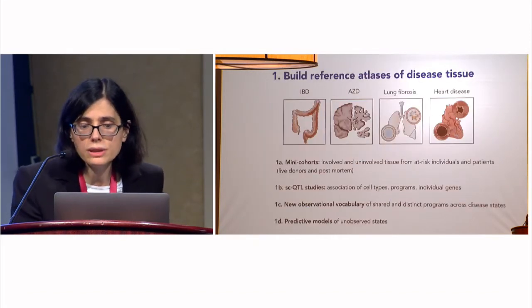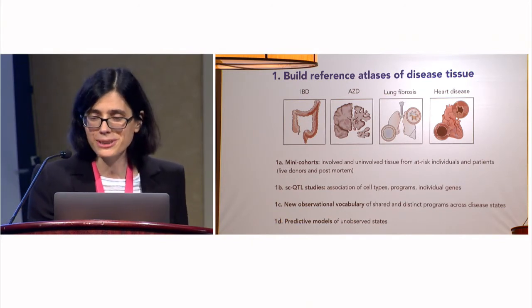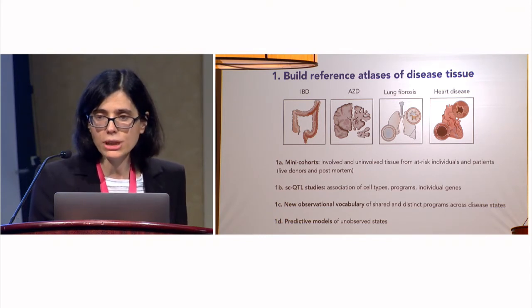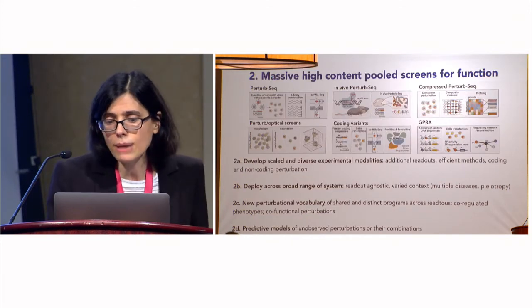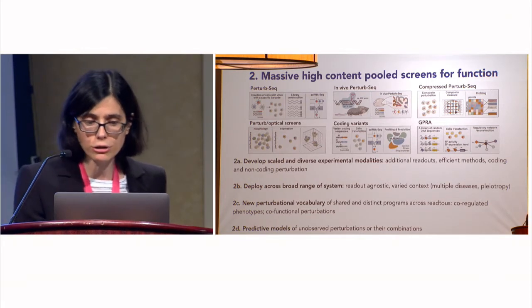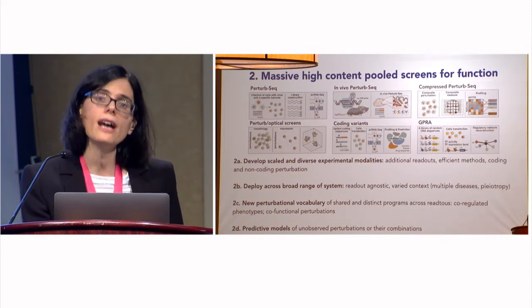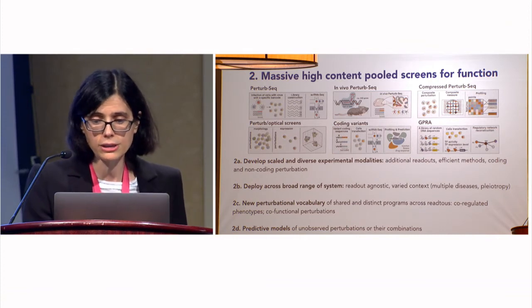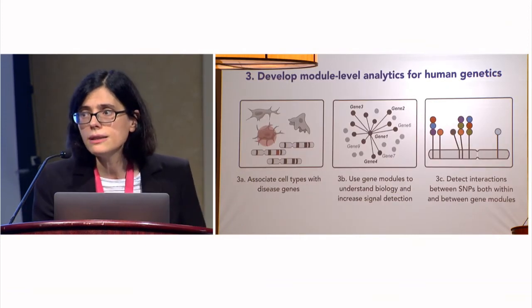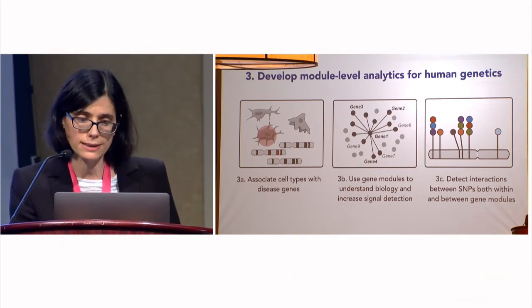In terms of the key opportunities, I think there are 3 I want to highlight. The first is the building of a reference atlas for disease tissue. Everything from building mini cohorts to single-cell QTL studies, building a new observational vocabulary of programs, and then predictive models. The second is these massive high-content pooled screens for function. Again, developing the techniques, deploying them across systems, using them to develop another vocabulary of programs that is based on our own directed perturbations and hoping to develop predictive models. And the last is to develop a new analytical framework that really takes these functional modular insights and brings them together with human genetics. And with this, I'll conclude.